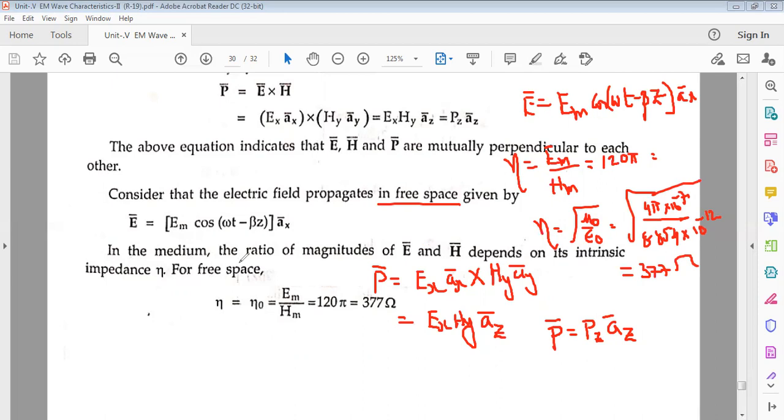Okay. In the medium, the ratio of the magnitudes of E bar and H bar depends on its intrinsic impedance eta. For free space, eta is equal to, in terms of mu naught and epsilon naught, under root of mu naught by epsilon naught. You'll get the value. Okay.